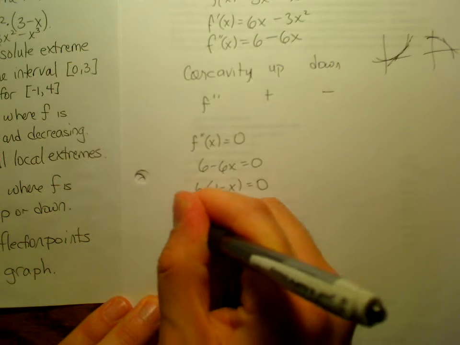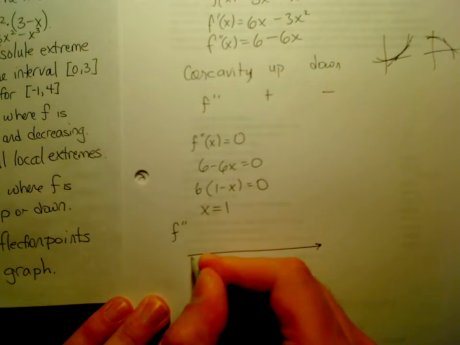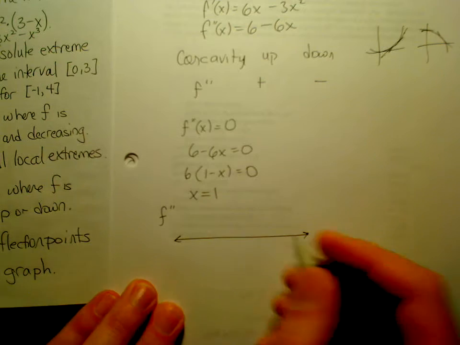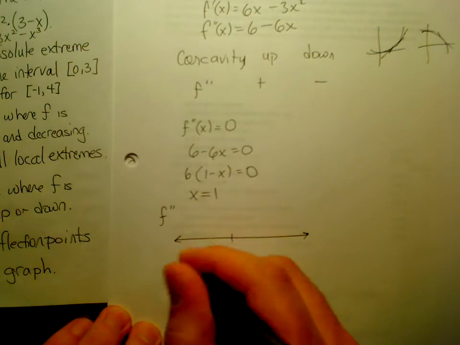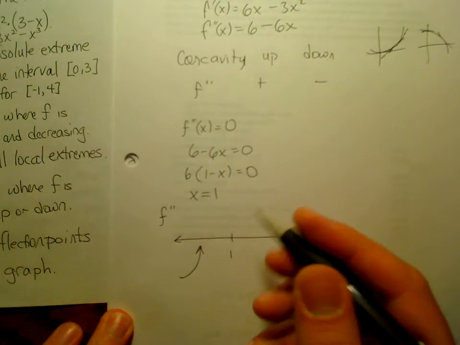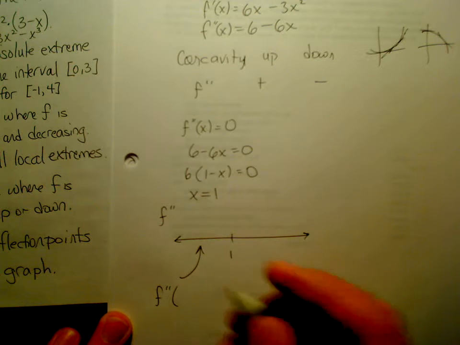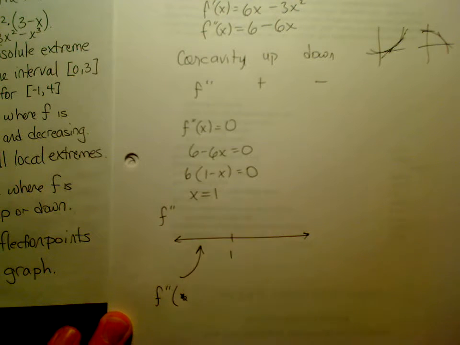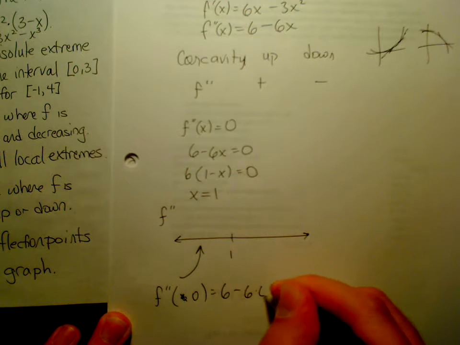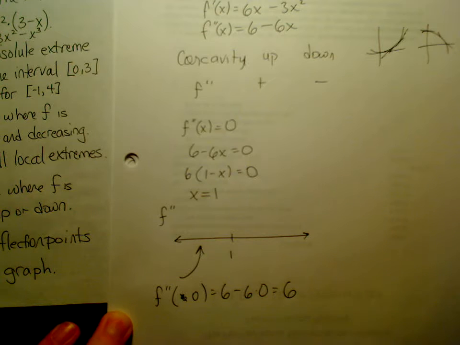And so what we can do is, just like before for finding increasing and decreasing, except now we do it with f double prime. At 1, we know that to the left of 1 it'll be entirely one thing, positive or negative, and to the right of 1 it'll be entirely one thing. So f double prime of 0 seems like it's going to be easier to work with. 6 minus 6 times 0.